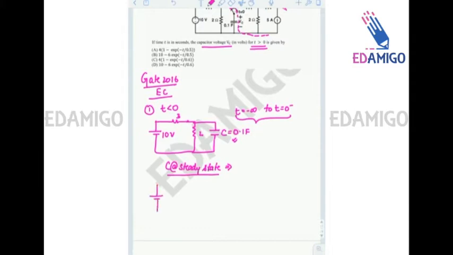So I can say that the capacitance was open circuited and the voltage across this is represented by VC0 minus. By voltage division rule we can easily say that VC0 minus is 2 upon 2 plus 3 into 10, that is 4 volt. So the capacitance was initially charged to 4 volts. Okay.